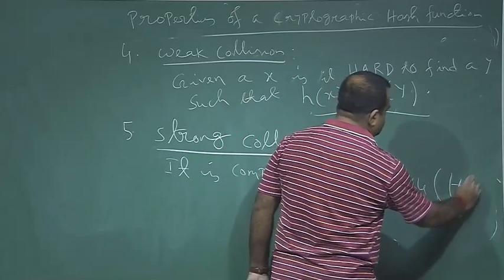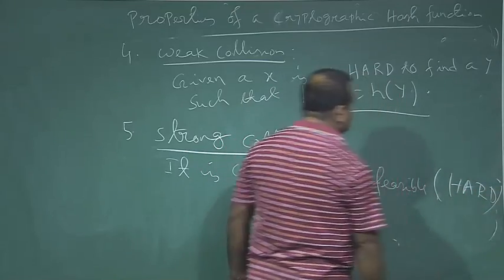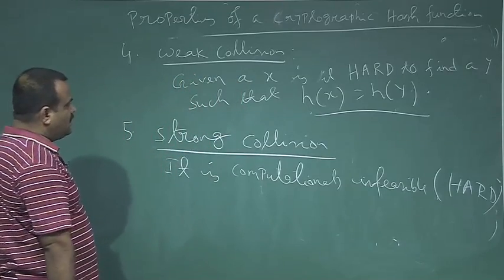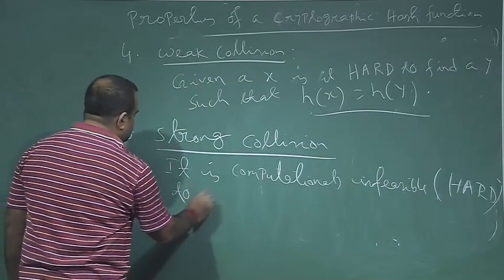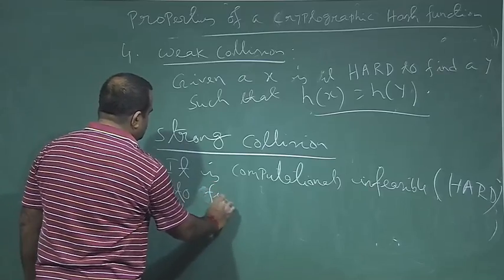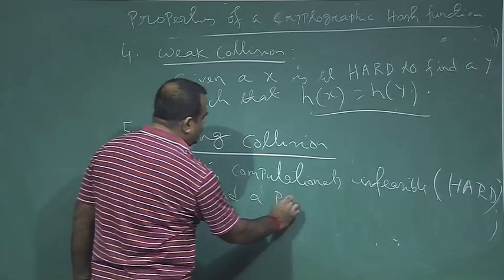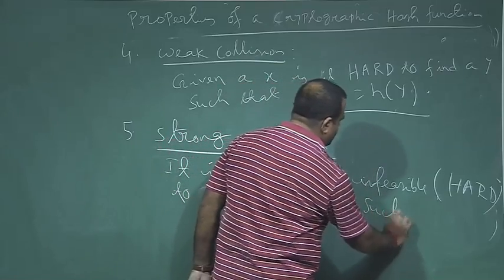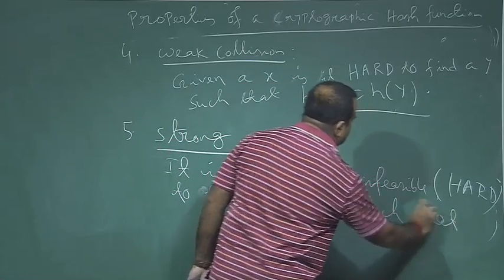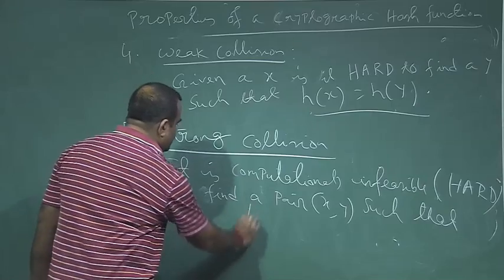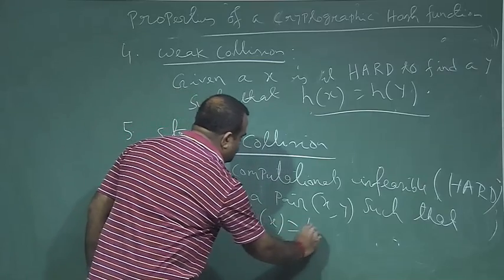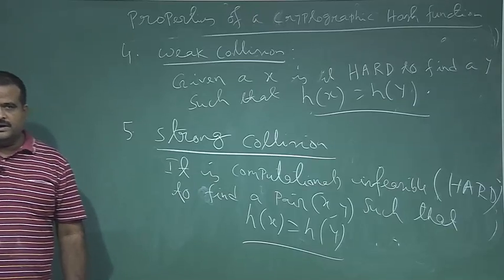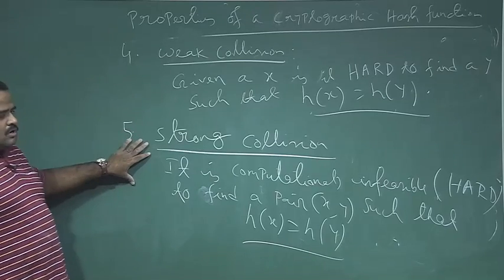That is the hardness. So, that means there is no polynomial time algorithm to handle this. It is computationally hard to find a pair of keys x, y such that h(x) equals h(y). Okay. So, this is the strong collision property.